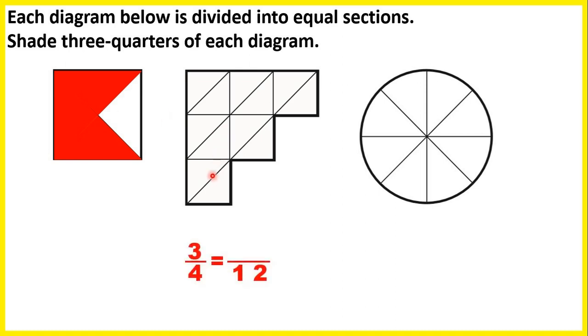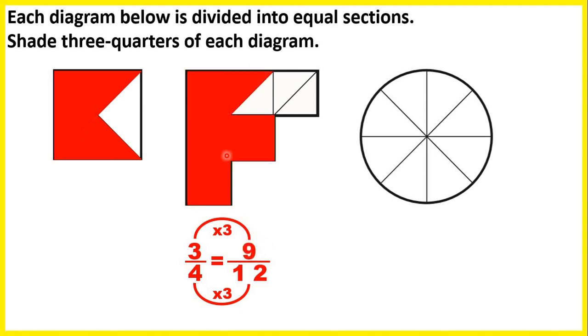But now this diagram here has 12 pieces, so we need to find an equivalent fraction to 3/4 with a denominator of 12. 4 times 3 is 12, and 3 times 3 is 9. So we need to shade 9 pieces of the 12 pieces of this diagram.